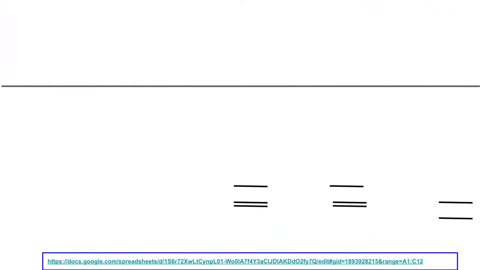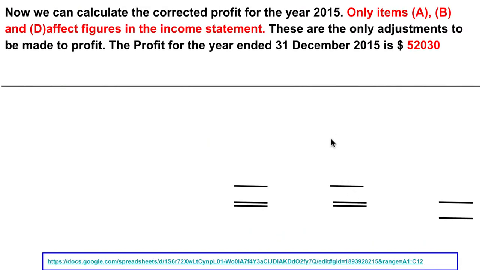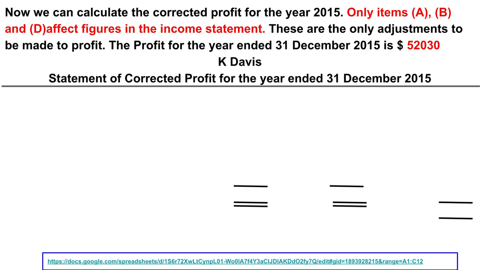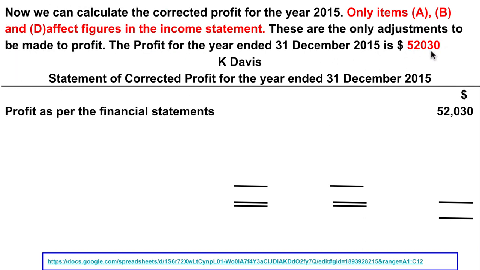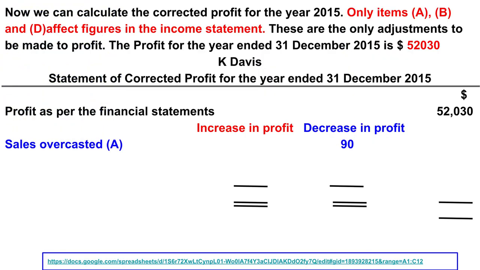So now we have to correct the profit. Here we know that some errors are there, and the draft profit is given in this question. This is the draft profit. Profit is 52,030. The first one, how to correct it? Sales account was overcasted. So sales is overcasted means total profit will also be overcasted. So in order to decrease the profit, we have to write it under decrease the profit. We have to decrease 90 from the draft profit.